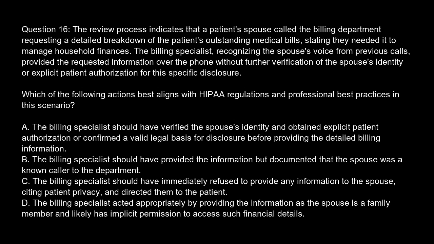Option A. The billing specialist should have verified the spouse's identity and obtained explicit patient authorization or confirmed a valid legal basis for disclosure before providing the detailed billing information. Option B. The billing specialist should have provided the information but documented that the spouse was a known caller to the department. Option C. The billing specialist should have immediately refused to provide any information to the spouse, citing patient privacy, and directed them to the patient. Option D. The billing specialist acted appropriately by providing the information as the spouse is a family member and likely has implicit permission to access such financial details.